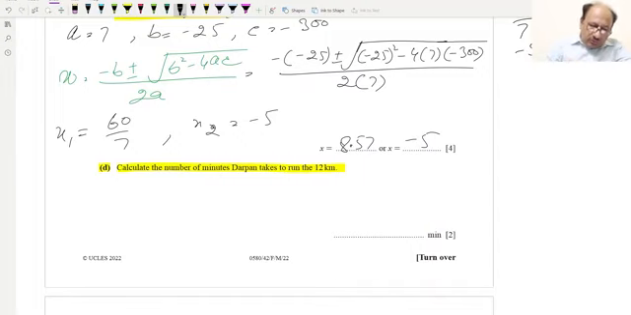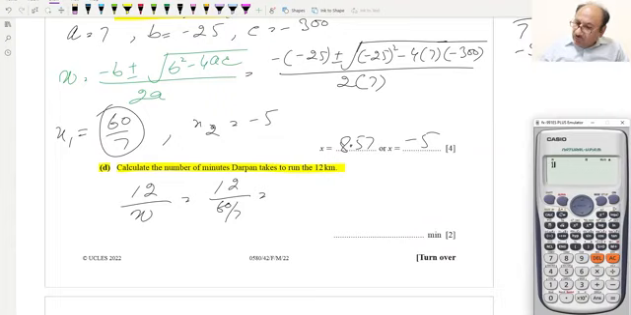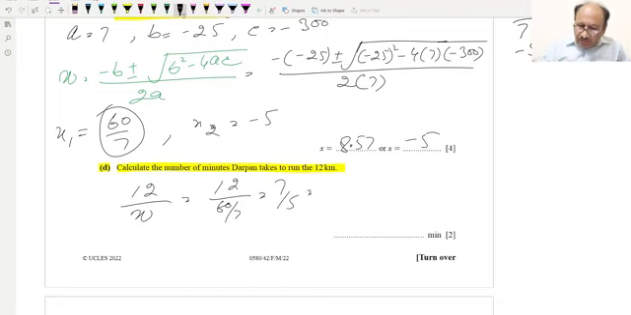Now for the D part: calculate the number of minutes Darpan takes to run the 12 kilometers. For 12 kilometers, we know the speed is the x value, so the time is 12 over x. We can use this 60 over 7, so this will be equal to 12 divided by 60 over 7, which is 7 by 5, and the decimal value will be 1.4. So 1.4 will be in hours, basically. You can say this will be our final answer.